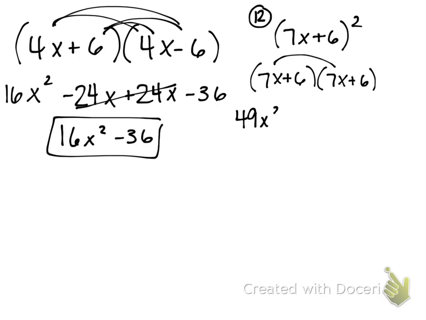Very good. Okay, Chandler, what am I going to do next? 7x times 6 is 42x. Then next, Brandon? 7x times 6, which is 42x. And Jared, what's last?